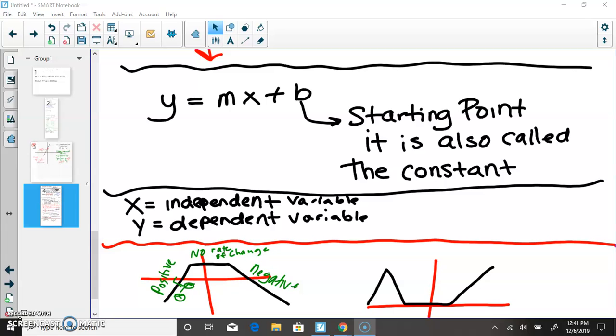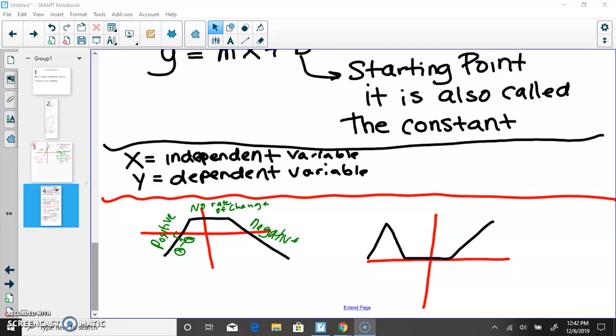B is always your starting point. They call it the constant. I know we call it b, we call it the y-intercept. They also call it the constant. It's where it always starts there. It's the constant in the problem. And remember, x is your independent variable, y is your dependent variable.